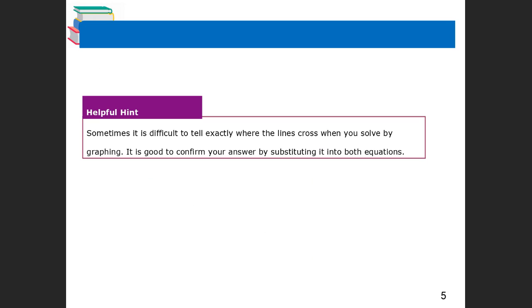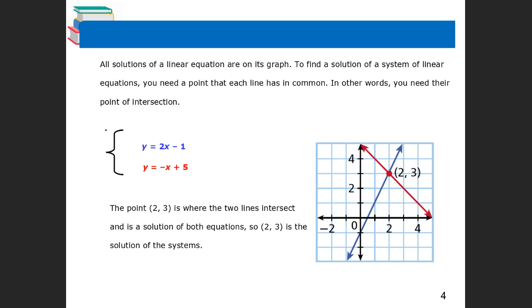Sometimes it's difficult to tell exactly where the lines cross when you solve by graphing. It is a good idea to confirm your answer by substituting it back into the equations. For example, in this last problem, (2, 3) is my solution, so I could check myself really easily just by plugging it in to the original equation.